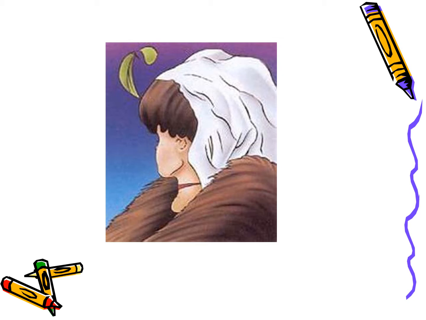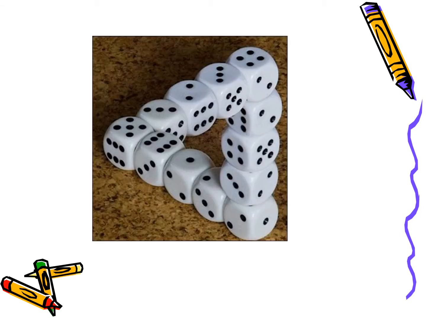Another famous photo. What can you see in this picture? You can pause the video and think for a moment. Can you see an old woman or a lady? This is another interesting photo. Can you imagine how these dice are arranged?